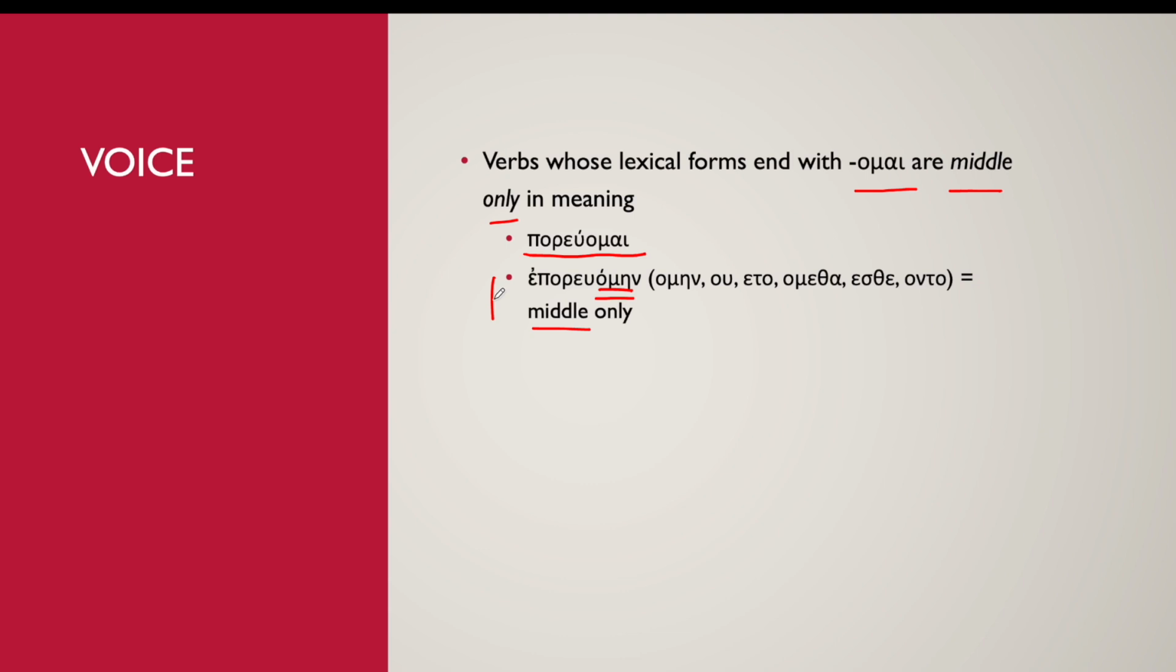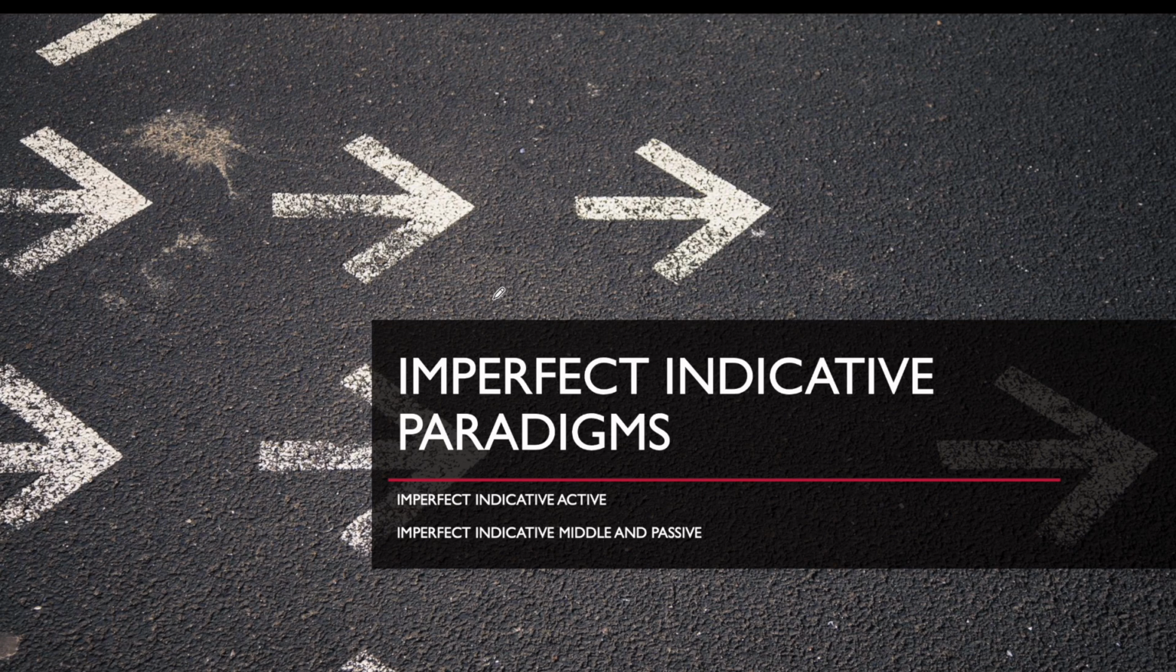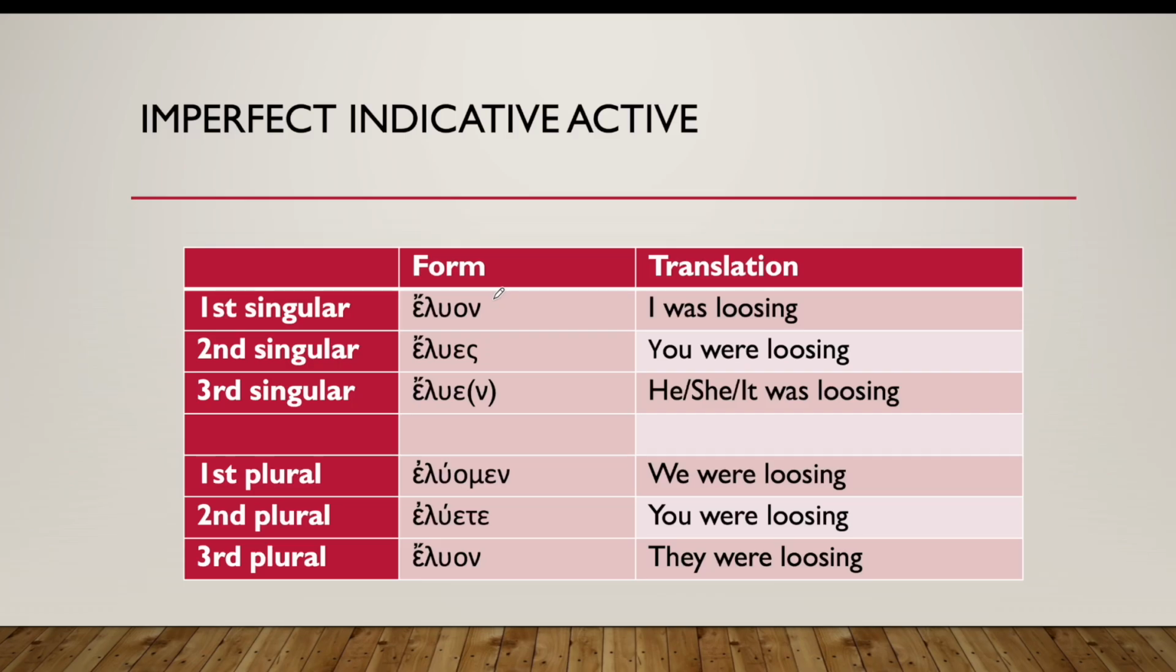Remember, middle only verbs are verbs that have middle endings, and they occur only in the middle voice. And the middle voice has the nuance of active meaning. It's translated as active meaning. I am going, I was going, eporeuomen. Those are the middle endings that we see there. I want to walk through the paradigms of the imperfect indicative.